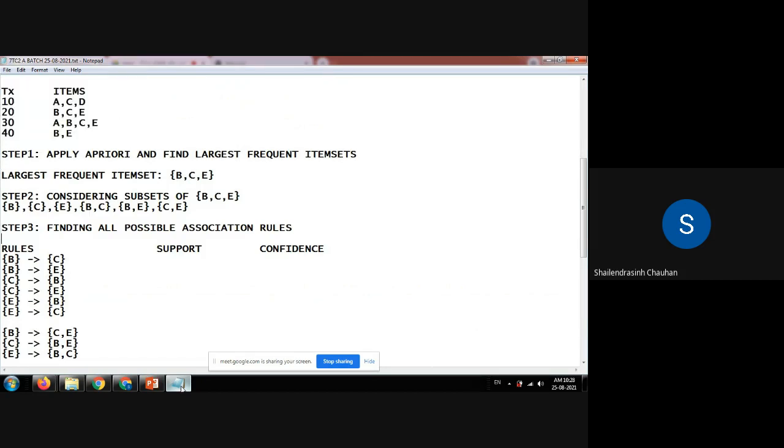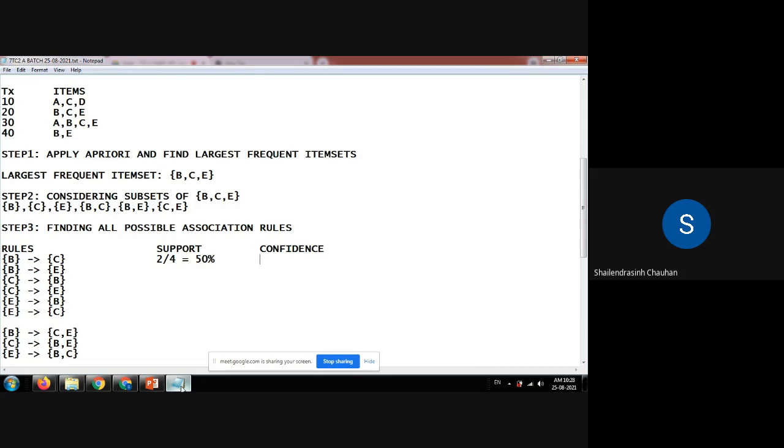First of all, support. In total, how many transactions are we having? In total we are having 4 transactions in this table. Out of 4, how many transactions are having B and C both? B and C both, only 2. That is having 50% of support.